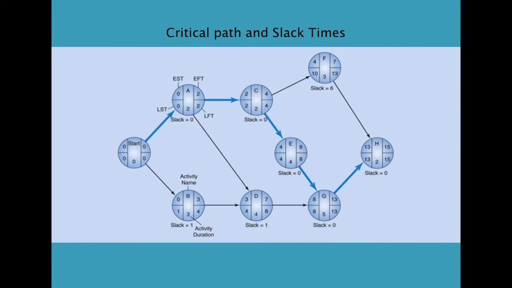Hence, we get the critical path and slack times in the following manner, which is shown diagrammatically. In the diagram, the lines, the arrows which are depicted in blue color is the critical path and the time duration for it is calculated as the critical path duration.